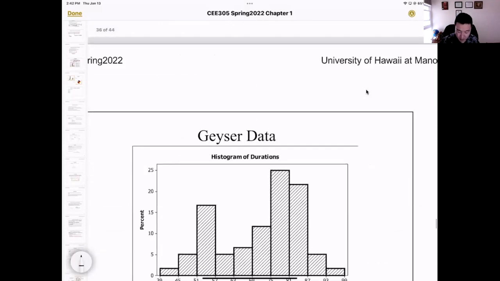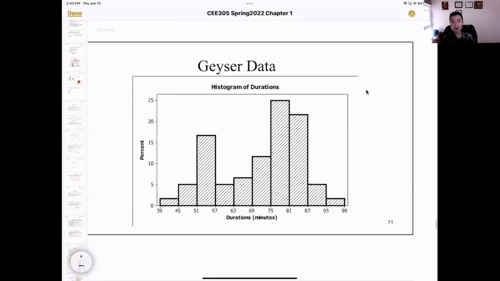This is the Yellowstone geyser, Old Faithful, dormant period. Here we can see it has 2 peaks. One peak is around here, another peak is around here.